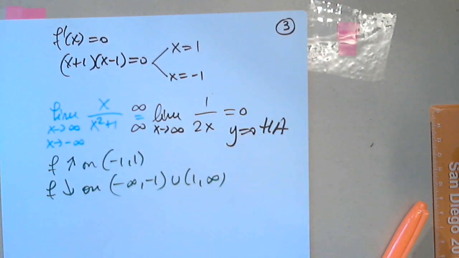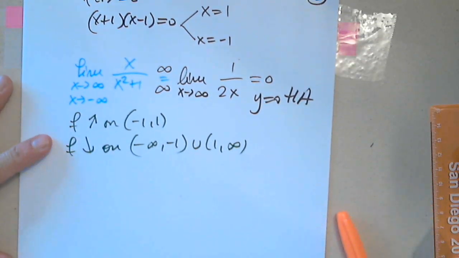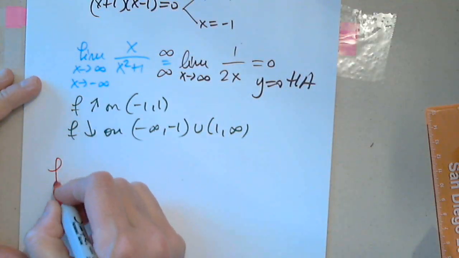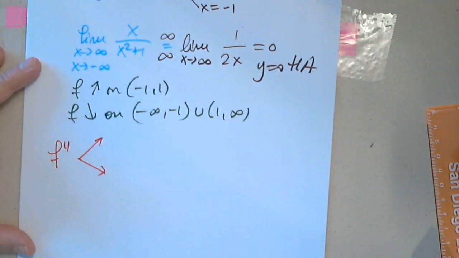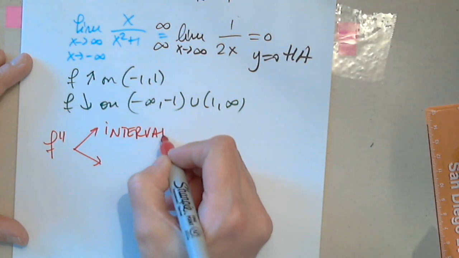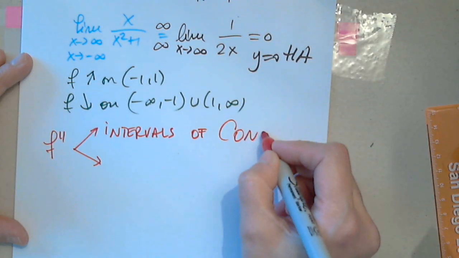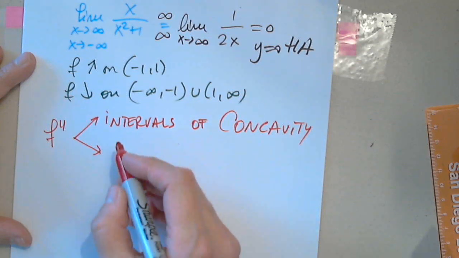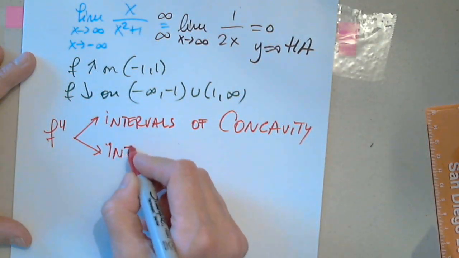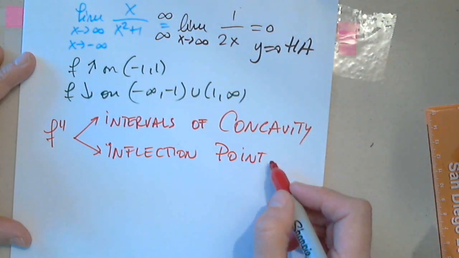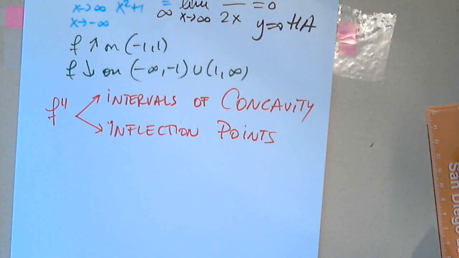First, let me tell you what it teaches us or tells us about the function, and then we'll go back to our function. The second derivative teaches us also two things. One, intervals of concavity. I'll explain. And the second one, inflection points, point or points. Okay, so let me give you an example, and we'll come back to our function.